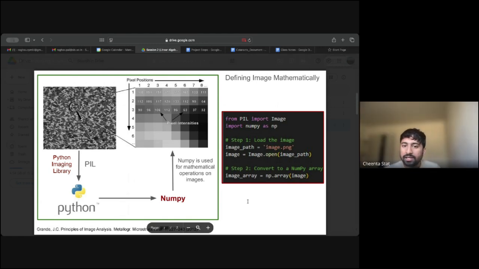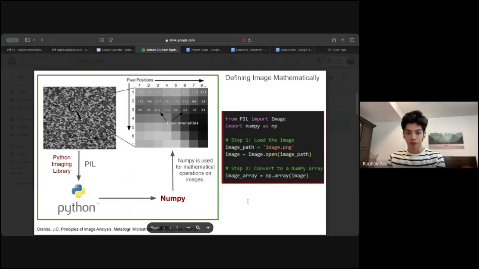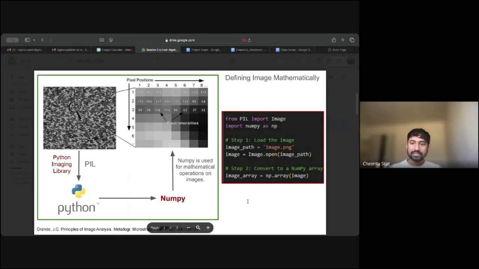You can see the array, np.array. It's loading the image and saving it in an array. This image_array is nothing but a matrix. So this gives you the whole mathematical access to the whole image. Now go to the next one.